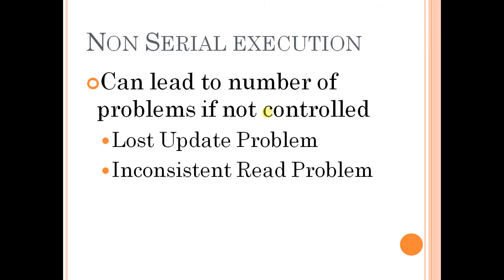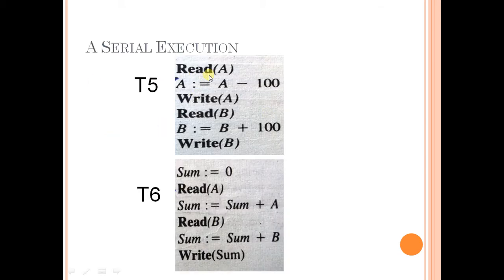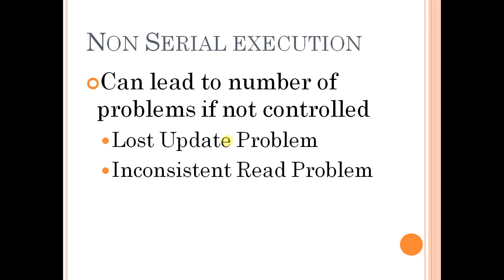However, if we try to execute the transactions in a non-serial manner, it means the first three lines of T5, then two lines of T6, then two lines of T5, then four lines of T6, and then the last lines of T5. As you can assume, this happens because of CPU scheduling. So if this non-serial execution is not controlled, a number of problems will occur.